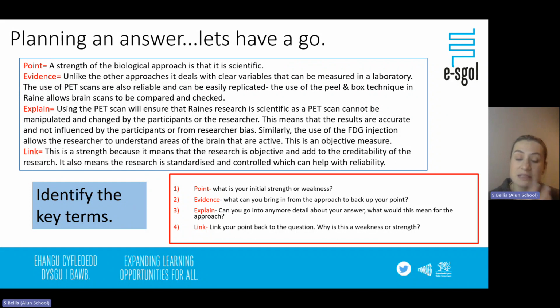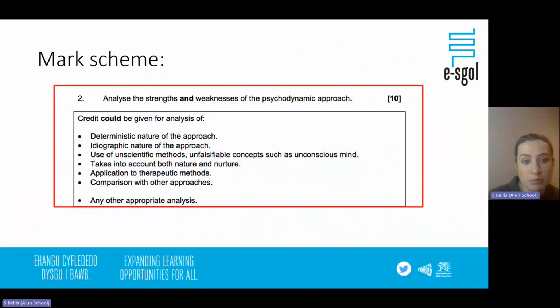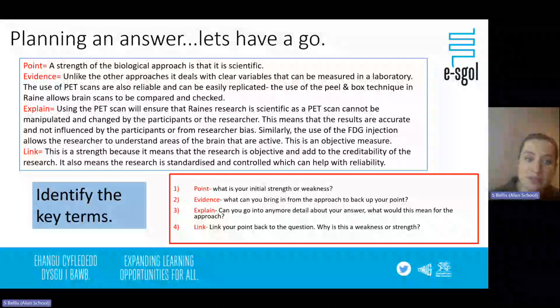This is a nice answer, okay? This is a solid answer. There's a few things that we could add. So unlike other approaches, if we go back to here, comparison with other approaches is a point that could come up. Okay, so it's definitely something we could talk about. So unlike the other approaches, such as the psychodynamic approach, and we could talk a little bit about the psychodynamic approach here, that would really show our knowledge. But apart from that, there's lots and lots of use of key terms.